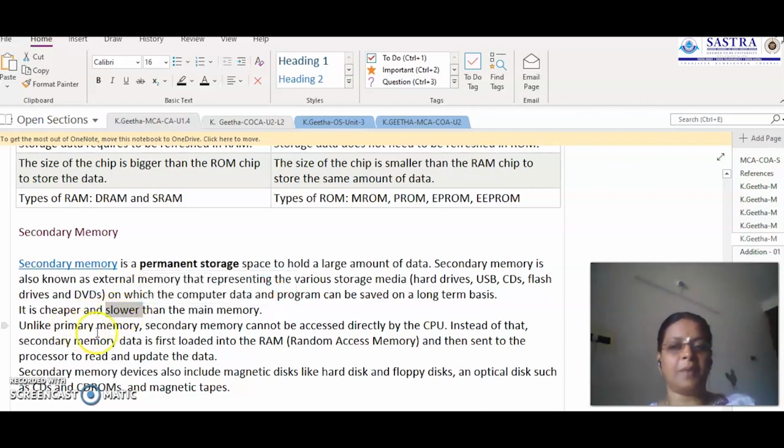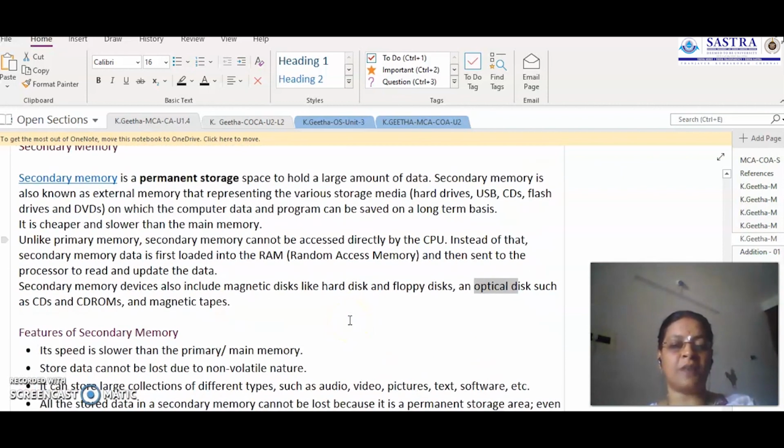Unlike primary memory, secondary memory cannot be accessed directly by the CPU. If the CPU wants to read some information from the secondary memory, first it has to be loaded to the main memory, and then only the CPU will be able to process the data. There are many secondary memory devices using different technologies. They can go for magnetic technology, where we have the hard disk and floppy disk, or we can make use of optical technology, where we use optical disks like CDs and CD-ROMs, and we can also have magnetic tapes.